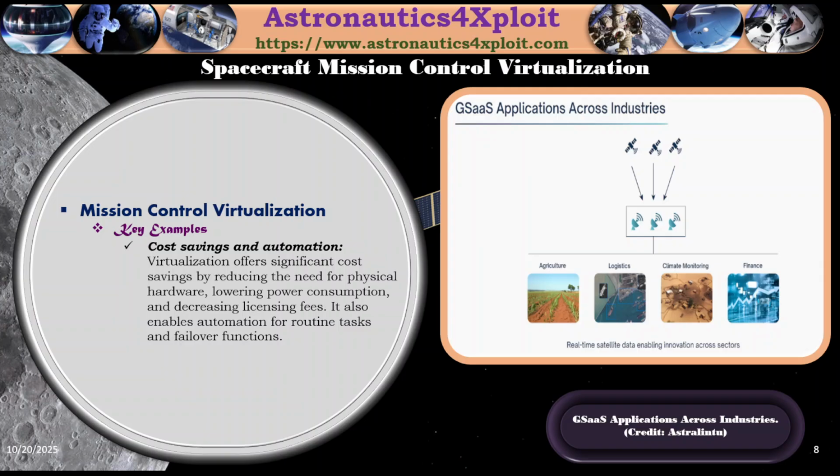Mission control virtualization key examples: cost savings and automation. Virtualization offers significant cost savings by reducing the need for physical hardware, lowering power consumption, and decreasing licensing fees. It enables automation for routine tasks and failover functions. Ground station as a service applications across industries is illustrated in this picture.